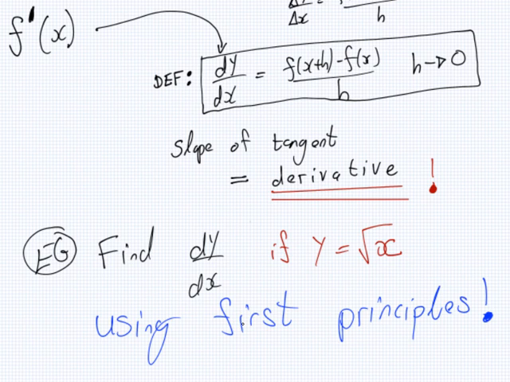Got an answer? Is it right? What did you get? 1 over... I feel like there should be a 2 in there somewhere. Root x over x. That's still missing a 2.